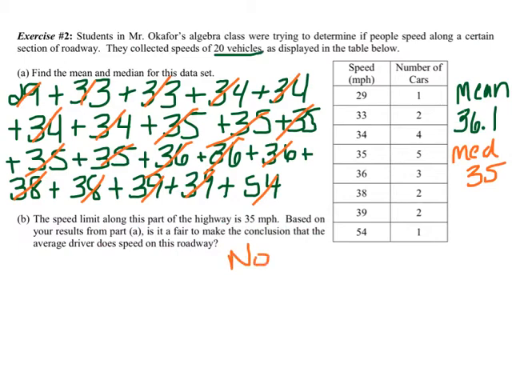If you add up the number of cars that are either at the speed limit or below, you get 5 plus 1 is 6, plus 4 is 10, plus 2 is 12. We have 12 cars out of 20 that are not speeding.